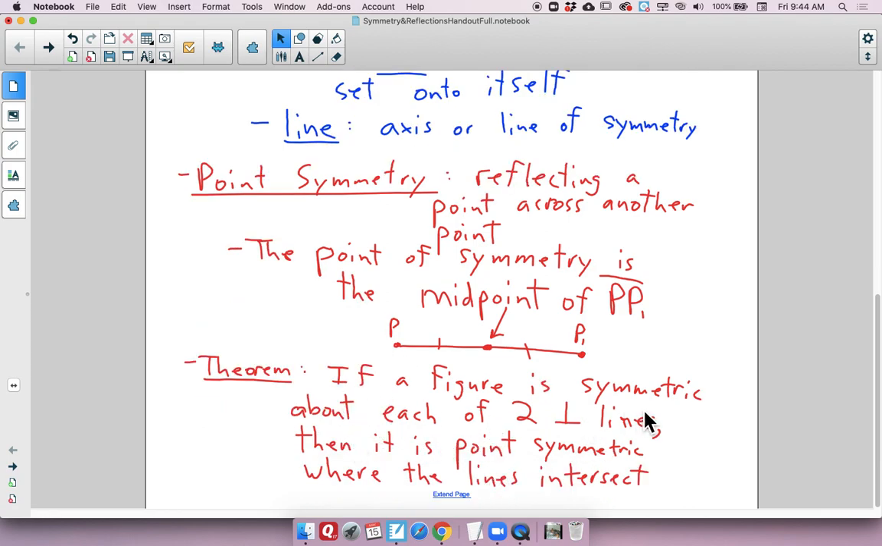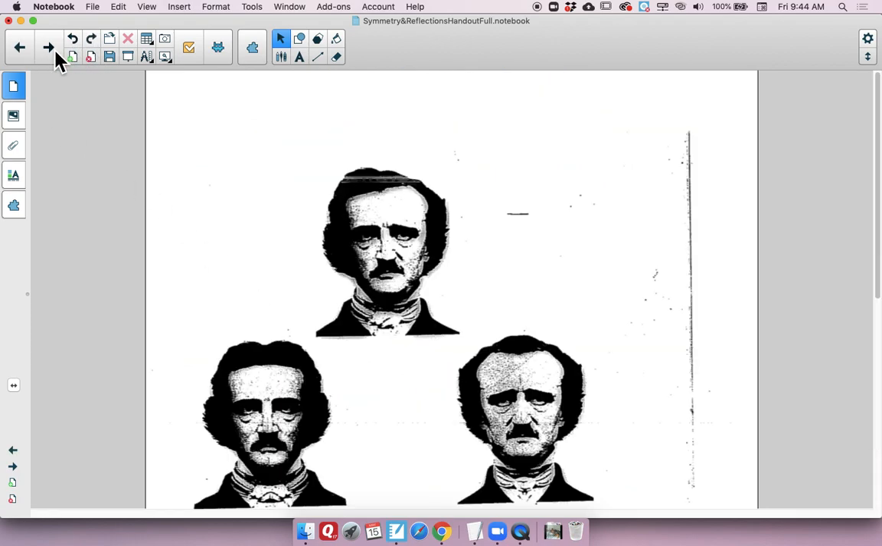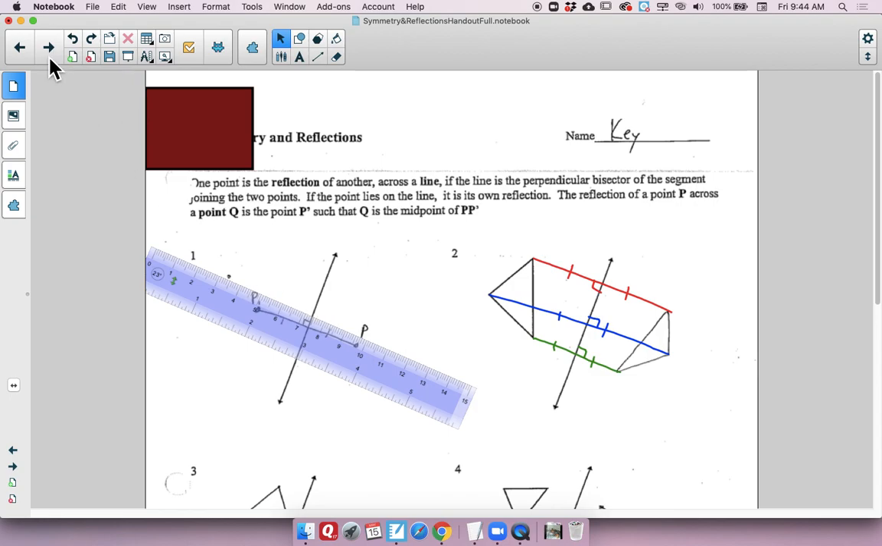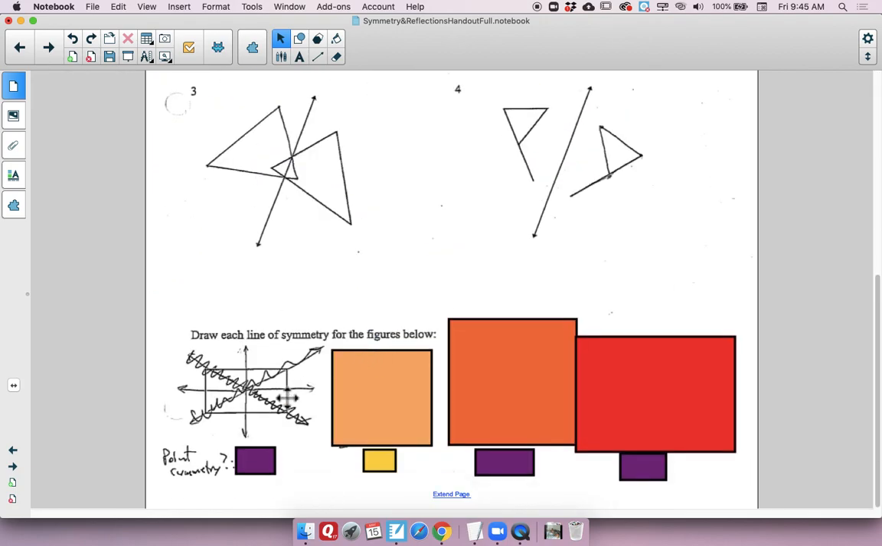When a figure is symmetric about each of 2 perpendicular lines. Well, in this case, do we have two perpendicular lines? We sure do, horizontal, vertical, right? So the answer is yes.